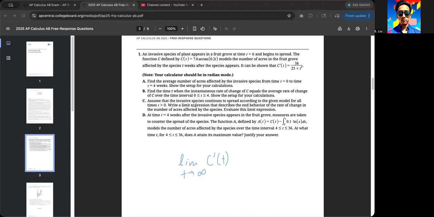Because in this situation, it is the rate of change of the number of acres affected by the species, and that way it is essentially being plugged into this. Okay. That's pretty obvious too, because we are approaching infinity on this. The bottom gets very large, so it approaches 0.